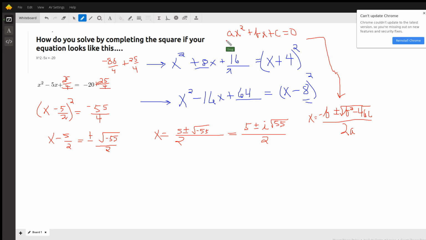The difference is that we don't have a leading coefficient of 1. There's an extra step involved there, which we won't talk about in this video.